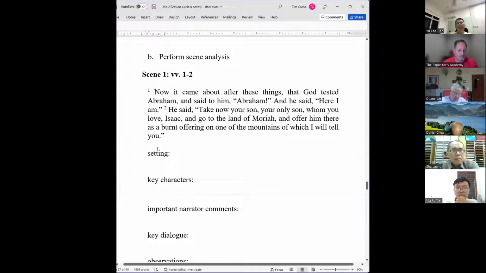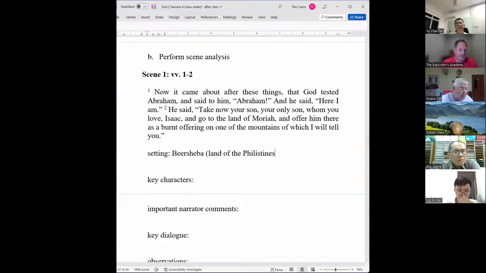It's in Beersheba. Okay, in Beersheba, which is in the land of the Philistines. Okay, that's the location. And then when does this story take place?